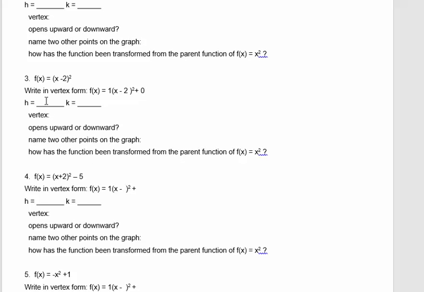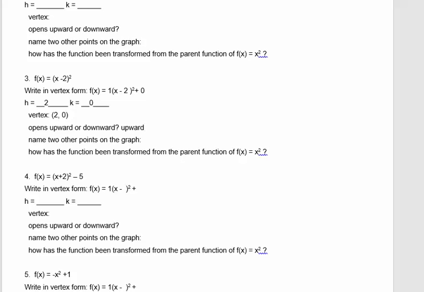So h is going to be 2. Because it was not negative 2, it's supposed to be x minus h, and that's what I have. And k is going to be 0. Well, the vertex is h comma k, so this is going to be 2, 0. You can tell if it opens upward or downward by the a, the number in front of the x squared term. And that's a 1. It's a positive 1, so that means that it'll open upward.